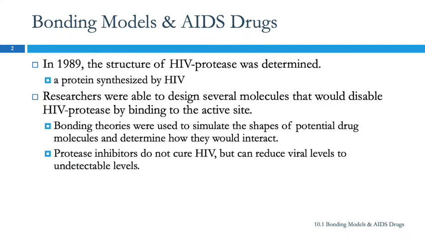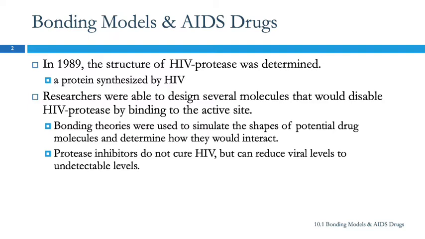So we are going to be looking at three different bonding models. And why are bonding models important? This here is an example of how a bonding model is useful. So in 1989, they determined the structure of HIV protease, which is an enzyme synthesized by HIV.